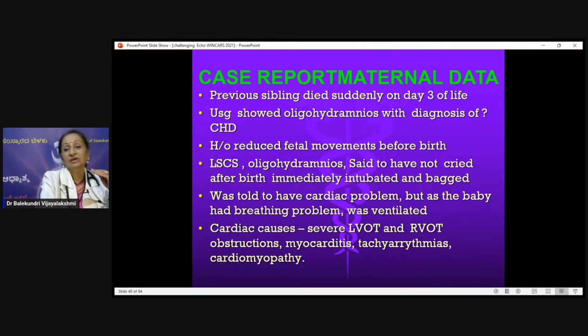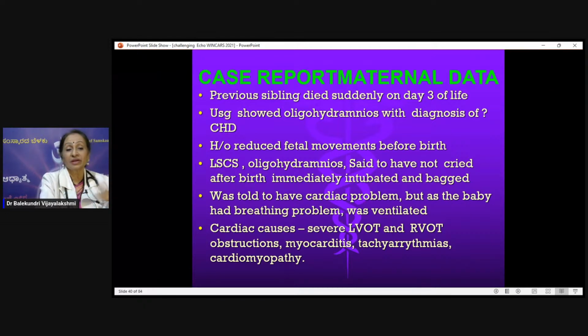This is a patient who had a previous stillbirth, and this time she was very extra careful. The moment the fetal movements reduced, she ran to the hospital, and then they saw that oligohydramnios was there, and they did the cesarean section without doing the echo. So neither the fetal echo was done nor the previous echo was done.